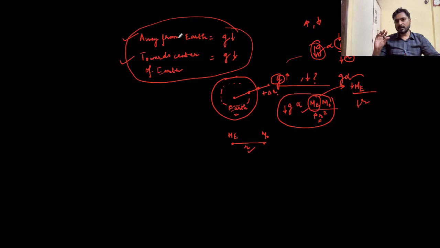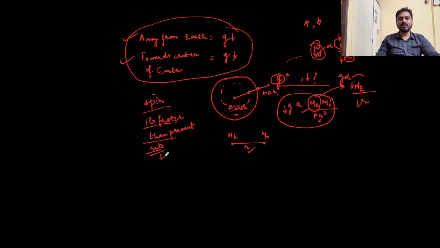What if we start to spin the earth faster? What if the earth starts to spin? It is said that if earth starts to spin 16 times faster than the present rate, then what is going to happen? That we'll experience weightlessness.